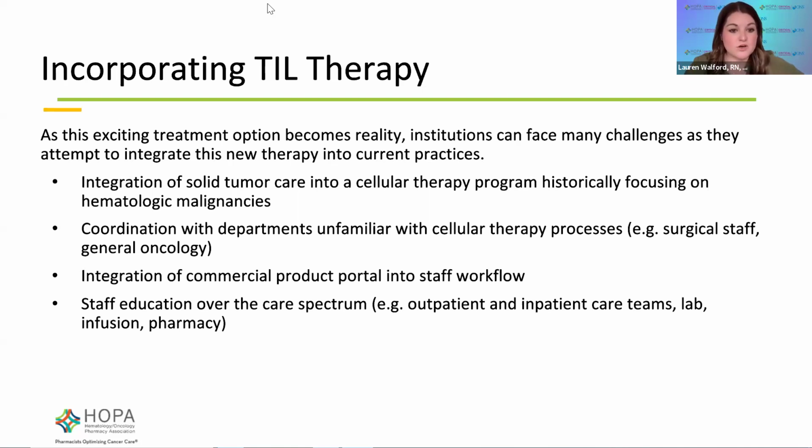The commercial product also has a portal, which we'll talk a little bit more about in the coming slides, but this is used for scheduling and documentation. So this also requires some thoughtful integration when thinking about working this into your program. Staff education must also be considered throughout this process, including outpatient and inpatient care teams, lab, infusion staff, and pharmacy, not only about each of their steps in the process, but also how they can work together to create a streamlined workflow.